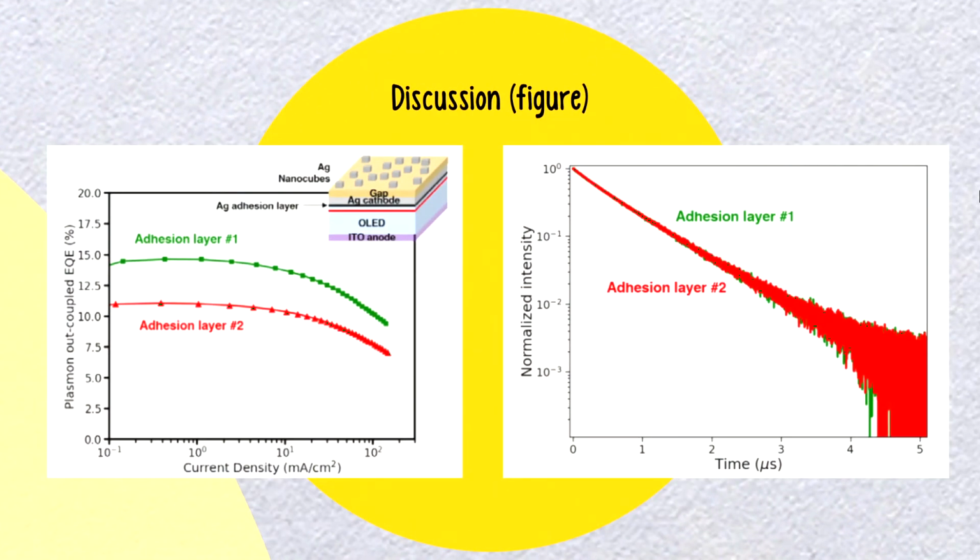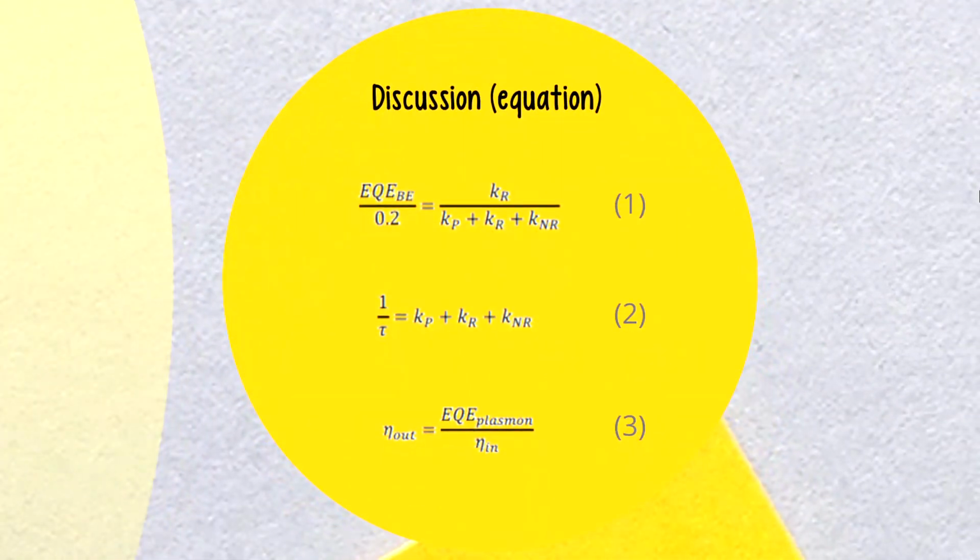The right figure is EQE versus current density for plasmonic OLEDs with either adhesion layer 1 or adhesion layer 2. To investigate this matter, we measure the EL transition of both devices in the left figure. Utilizing the EL transition result and EQE values, we can calculate the plasmon out-coupling efficiency. Here, tau is the experimentally determined EL transition.